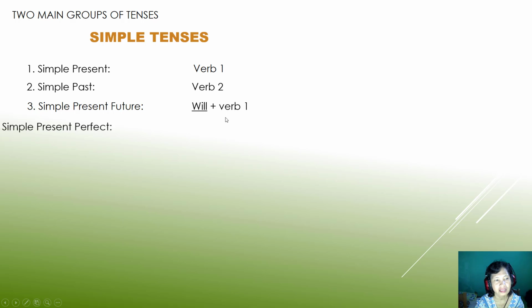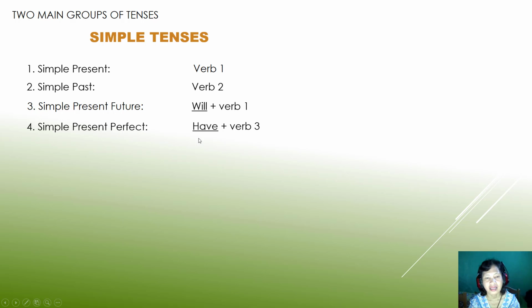The next is simple present perfect. The same thing as present future. We cannot say simple perfect, so we must have simple present perfect, because we also have simple past perfect. Here is the pattern: have plus verb 3. Have is the auxiliary to show the character of perfect. So have plus verb 3.